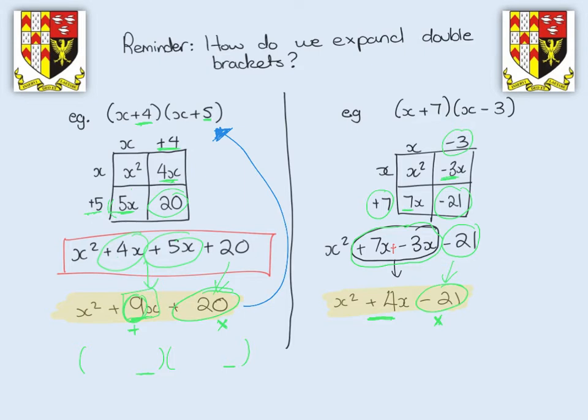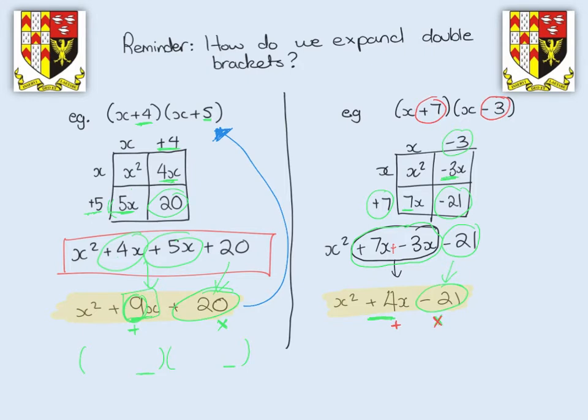So the 4 here, the positive 4, has come from the 7 take away 3, which gave me the 4. So the two numbers added together to give me 4, the sum is 4, and their product, what they multiplied together to get, was 21.